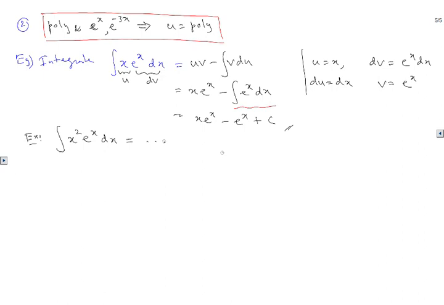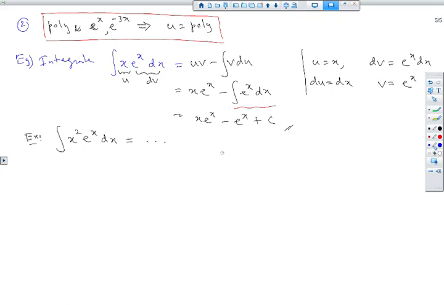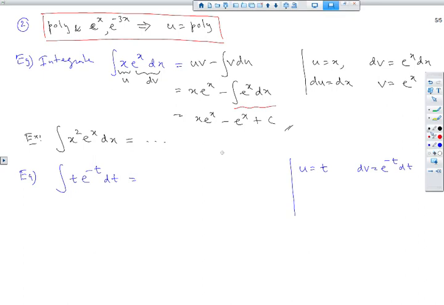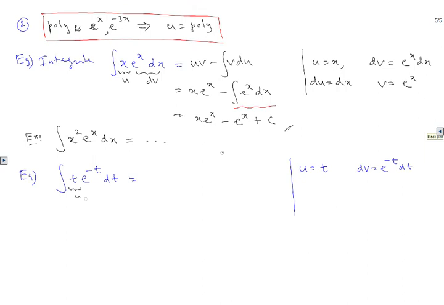Okay, let's do one more example. How about this one? Example: integrate t e^(-t) dt. Again, what is u? u equals the polynomial part. The rest is going to go as dv. So e^(-t) dt is dv. So this is u, this is dv, everything else.